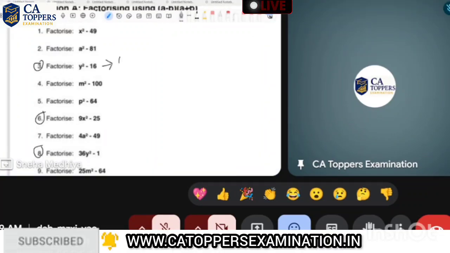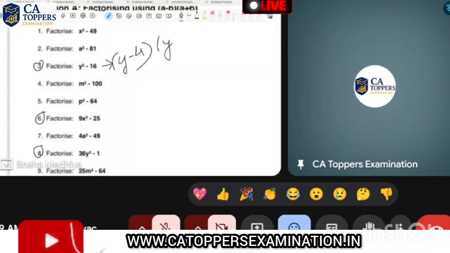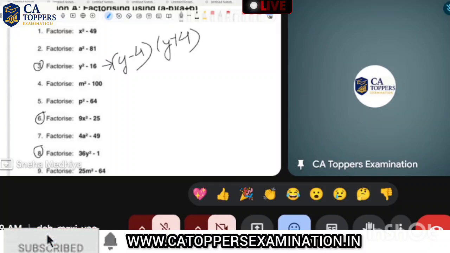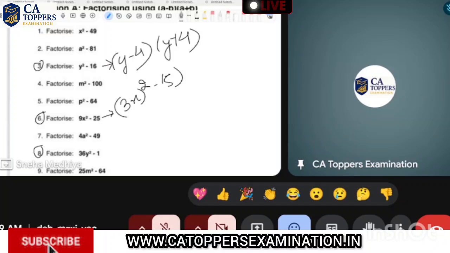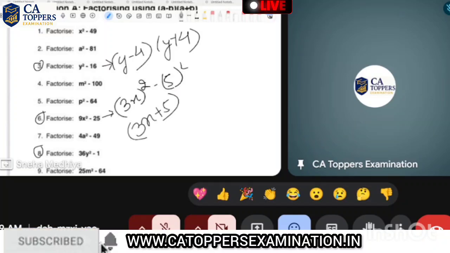Because 16 is the square of 4, no? Shouldn't it be y minus 4 and y plus 4? Yes, ma'am. This one also: 9x square is the square of 3x. Yes, ma'am. So it will be 3x plus 5 and 3x minus 5. Correct.